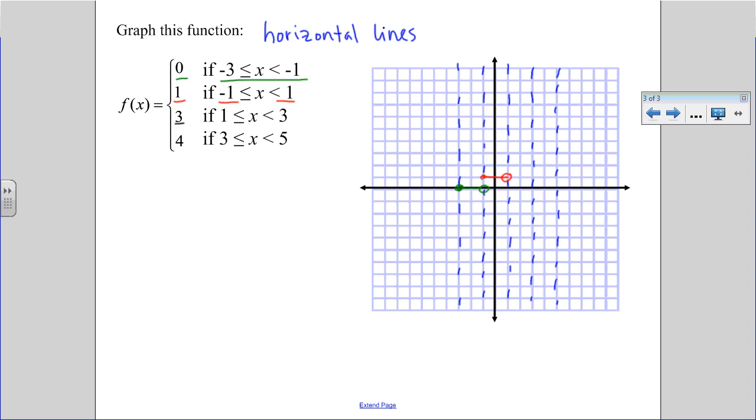I'm going to be 3 between 1 and 3, but I can be greater than or equal to 1, so I'm going to have the closed circle at 1 and going over, and then open circle. So closed circle at 1, open circle at 3, and the horizontal line at 3. And then last but not least, I have a horizontal line of 4 between 3 and 5. So closed circle at the point 3, 4, horizontal line, and then open circle at the 5. So this is what we mean by our step functions.